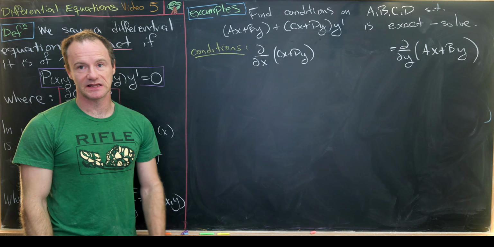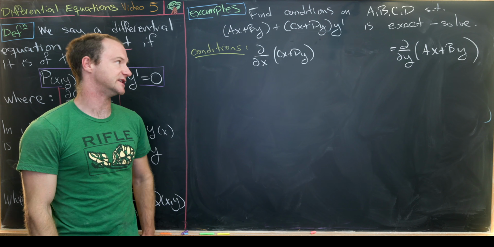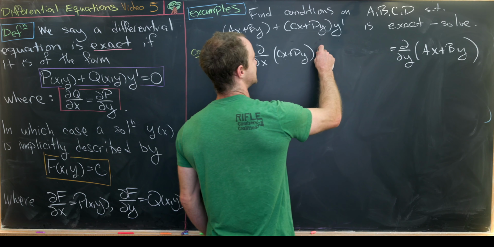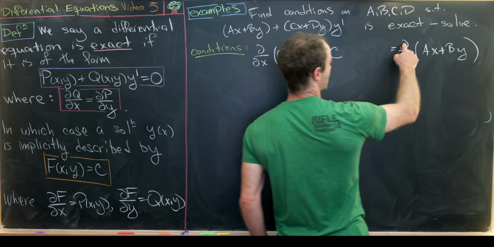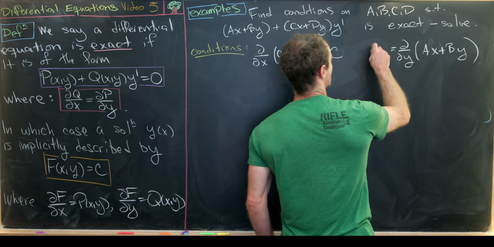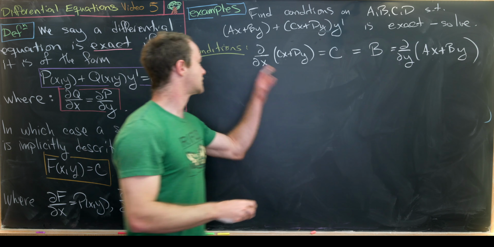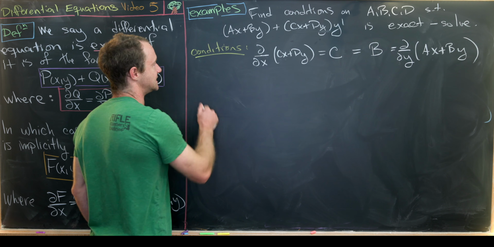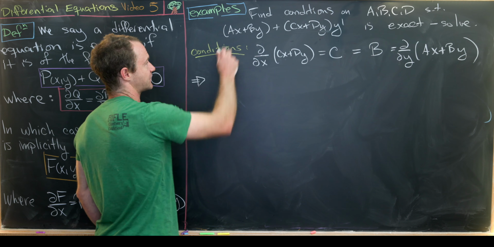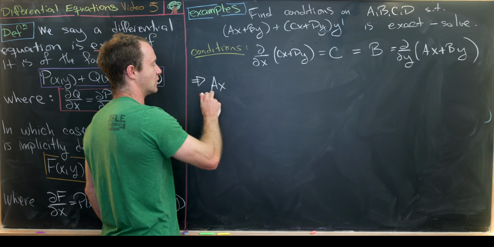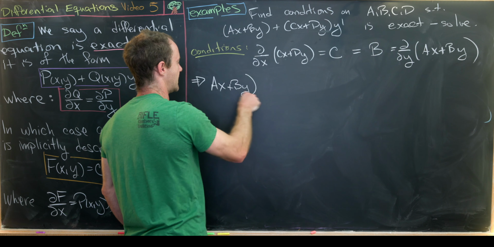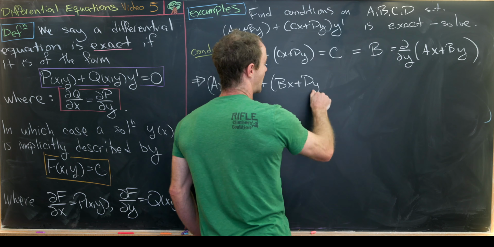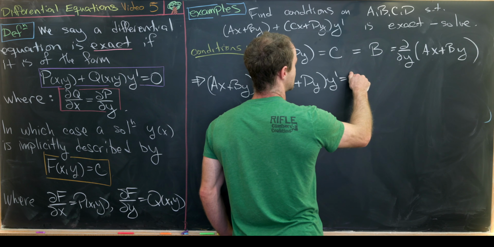But those are really just linear functions in two variables. It's super easy to take those partials. So the partial with respect to x of cx plus dy is just equal to c, but then the partial with respect to y of ax plus by is just equal to b. So in order to have exactness, we need b to be equal to c. Okay, but that means our differential equation up here will change to the form (ax plus by) plus (bx plus dy) times y prime equals 0.